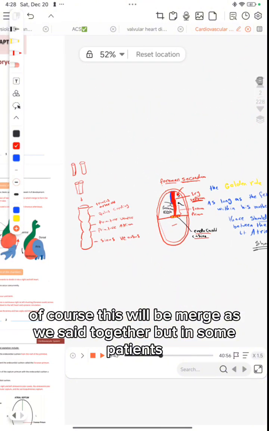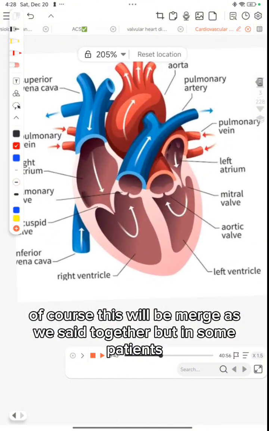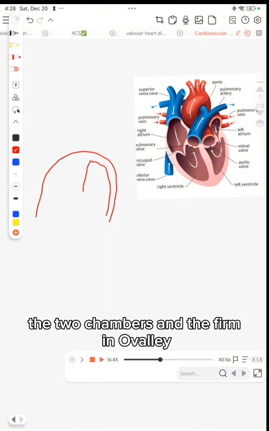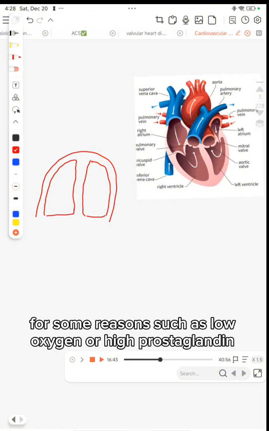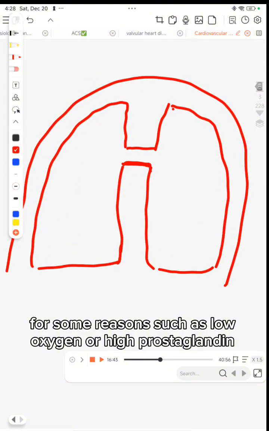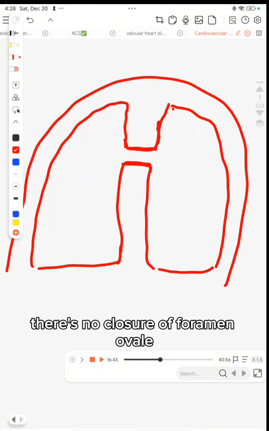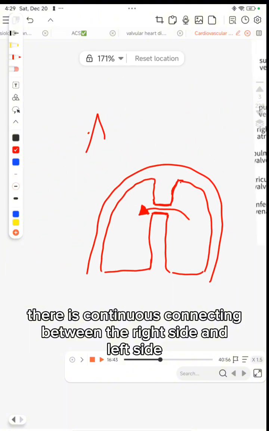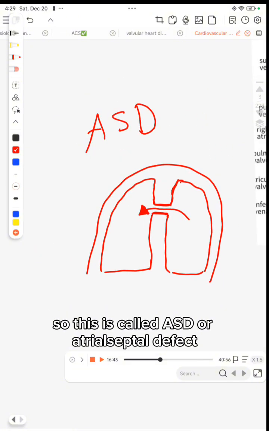But in some patients, for some reasons, such as low oxygen or high prostaglandin, there is no closure of the foramen ovale. So there is a continuous connection between the right side and left side. So this is called ASD, or atrial septal defect.